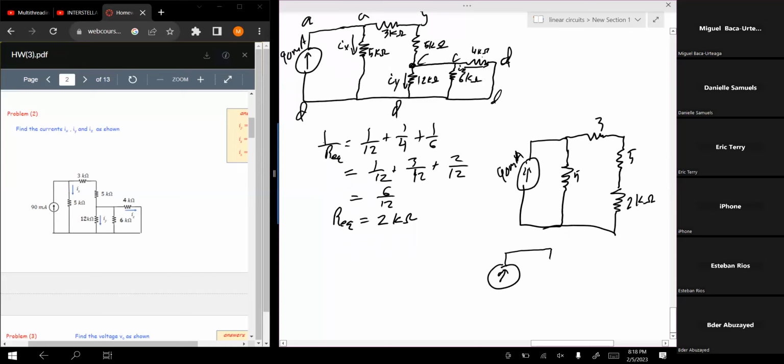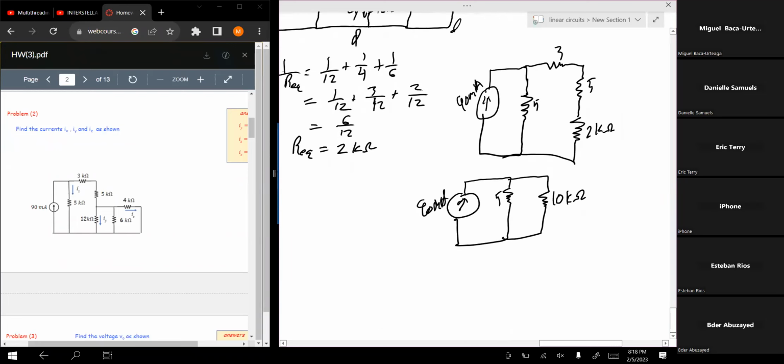The reason I'm combining them is because for the current division method, we need just 2 resistors in parallel. So 5 plus 5, this is just going to be 10 kilo ohms. We can have more in parallel, technically. Well, I think for this case, it'll be easier. There are other ways of doing it if they're in parallel.